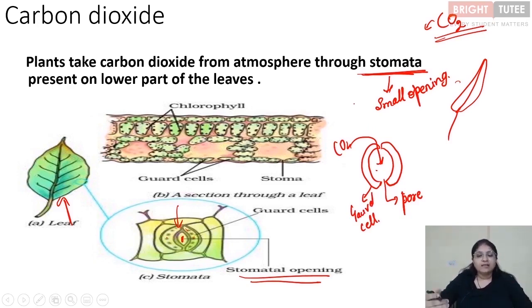And whenever the plant doesn't need CO2 or any exchange of gas doesn't take place, the guard cell closes, right? So what it looks like is something like this. So over here the stomata is closed, right?